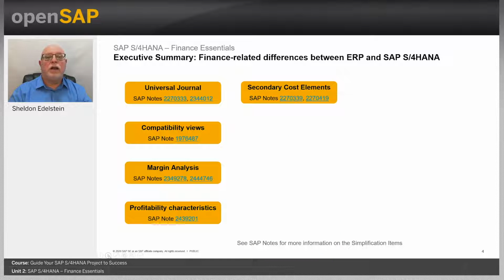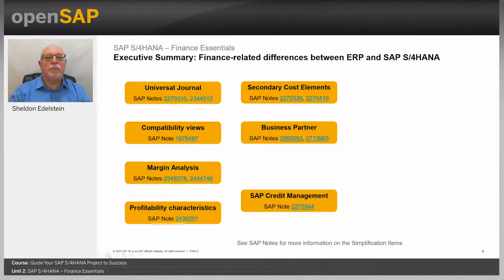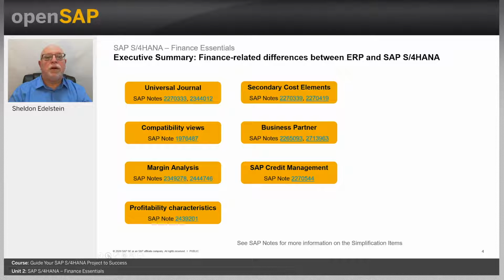Secondary cost elements are now represented as GL accounts. This enables the simplification of master data maintenance in S4HANA. The use of Business Partner is mandatory and the leading object in S4HANA. Business Partner replaces the classic concepts of vendor and customers in S4HANA. Credit management based upon FIAR has been replaced by SAP Credit Management, which is based upon FSCM.